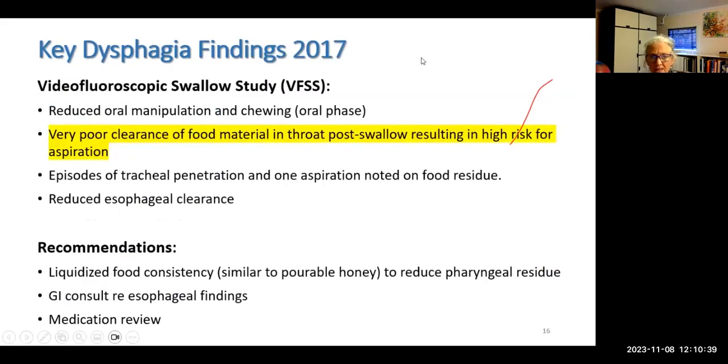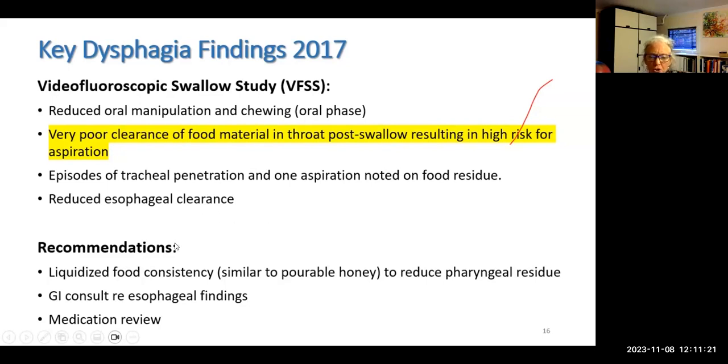So my colleague was involved with her at this time and did what we call a video fluoroscopic swallow study. I'll show you a couple of examples, but the findings generally were that she had difficulty with the oral phase, oral manipulation and chewing, but very poor clearance once she moved the material into her throat, resulting in a very high risk for some of that food material entering her airway. There were in fact some episodes of tracheal penetration, and she did have some reduced esophageal clearance.